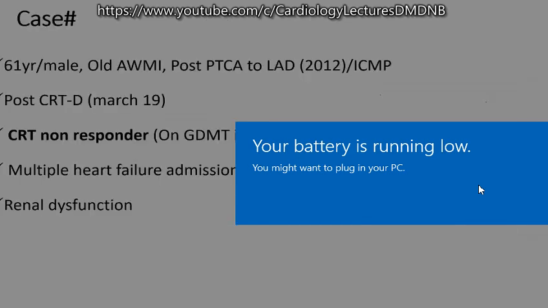Lastly, I would like to share one more case example. This was a case of ischemic cardiomyopathy, given a CRTD in March 2019, declared a CRT non-responder, on maximum medical therapy, with recurrent heart failure hospitalizations with renal dysfunction.